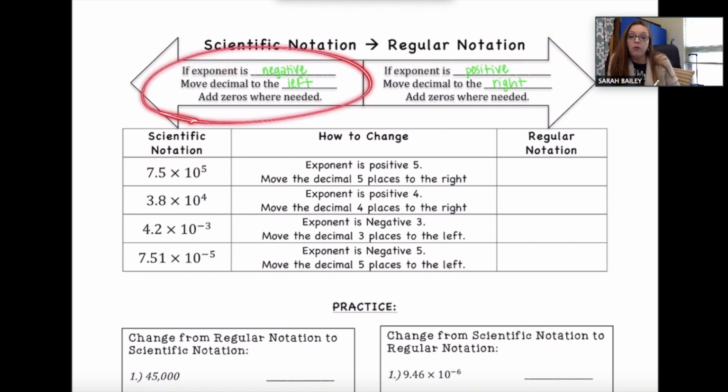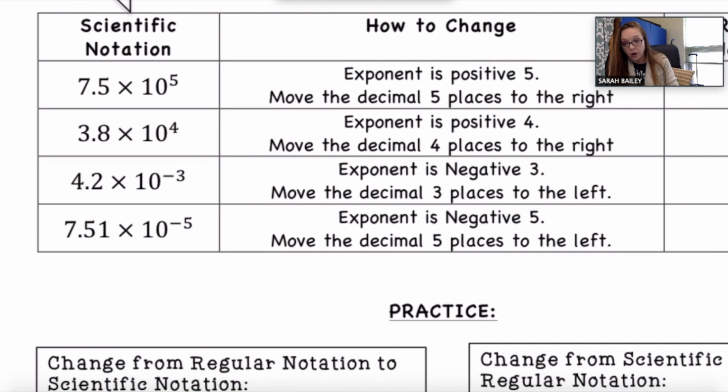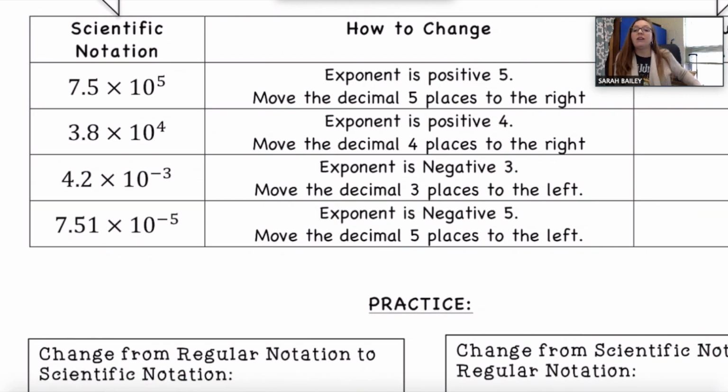If the exponent is negative, you're going to move the decimal point to your left and add any zeros if you need to. The opposite, if the exponent is positive, then move your decimal to the right and add the necessary zeros. So let's look here. We're starting off, the first one, with 7.5 times 10 to the 5th. Since my exponent is positive, I'm going to move my decimal point to the right, and it's a positive 5, so I'm going to move that decimal point to the right 5 places.